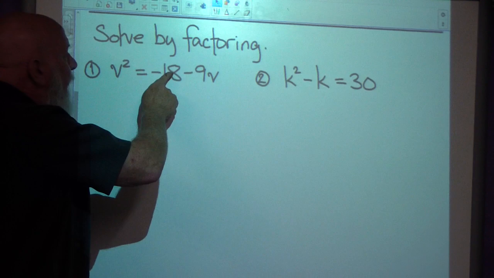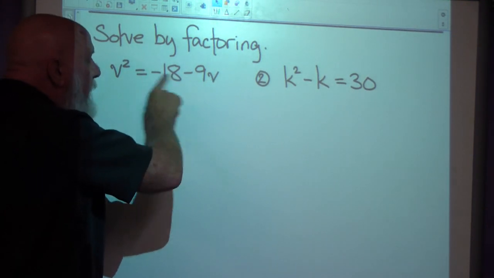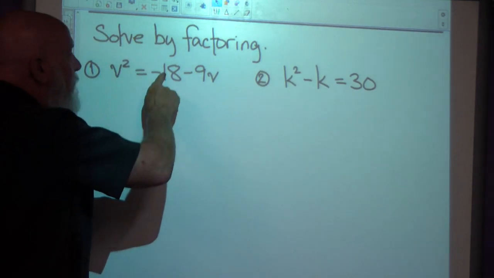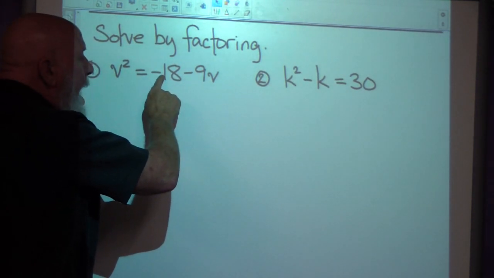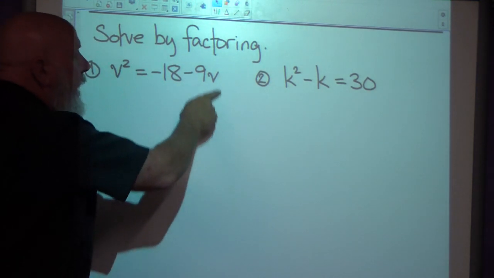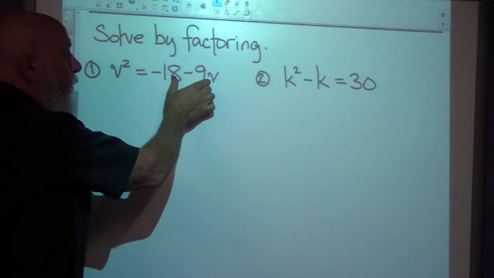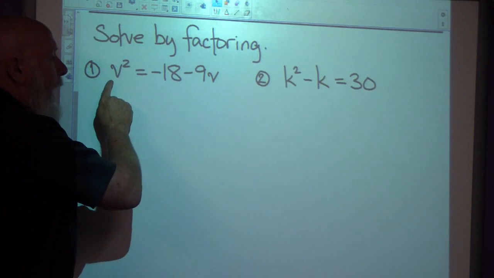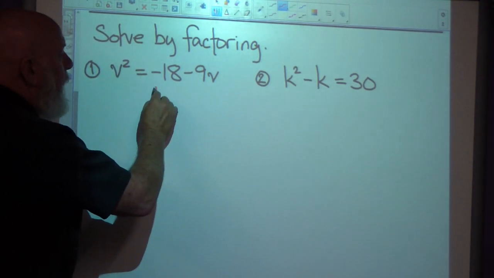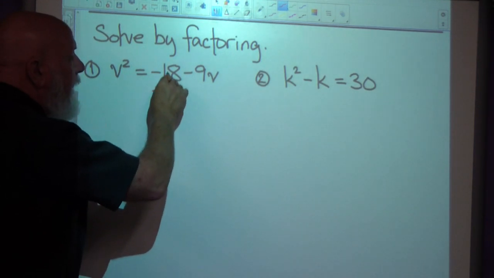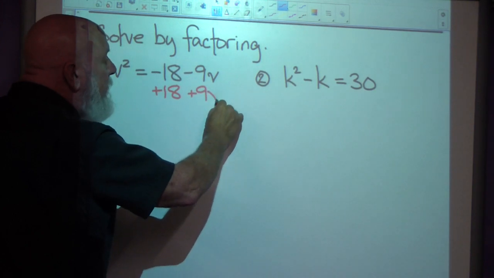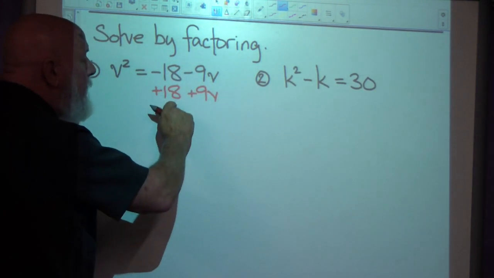And I want to get everything else that's on the other side of the equal sign to the same side as the v squared. In other words, we're going to turn this into zero by adding 18 and adding 9v. That will turn this to zero. In order to do that, I've got to add 9v and 18 on this side. Here's what this is going to look like. That turns the negative 18 into zero. This turns 9v into zero. So this side of the equation is 0.